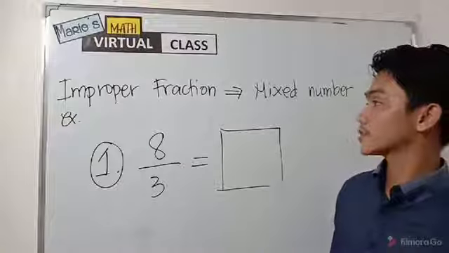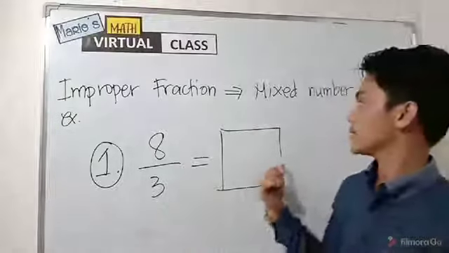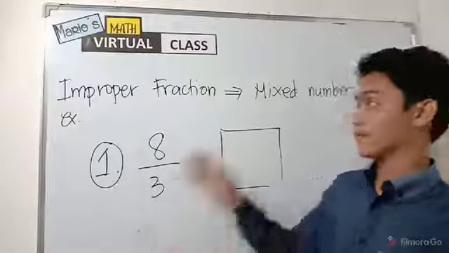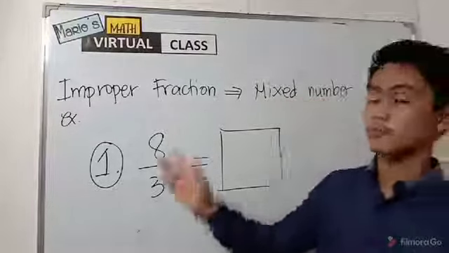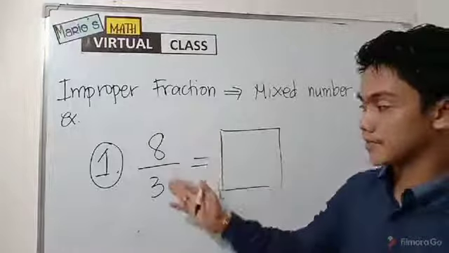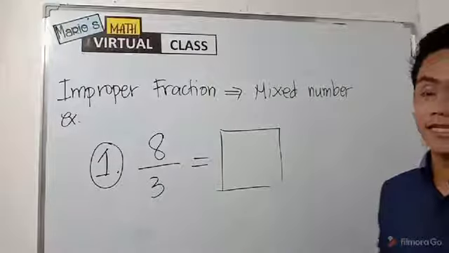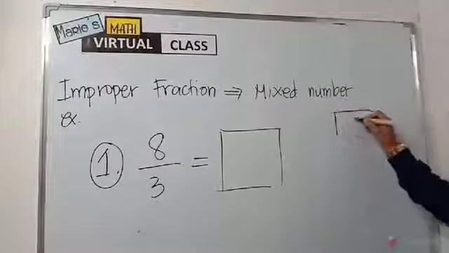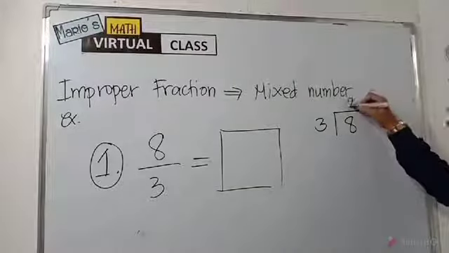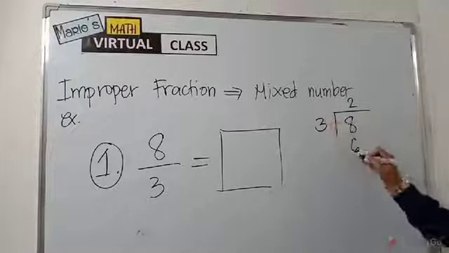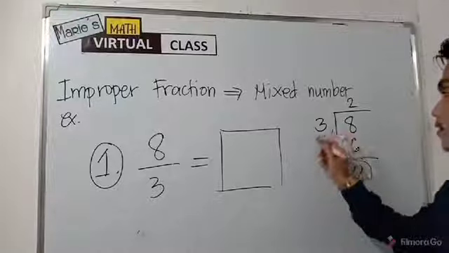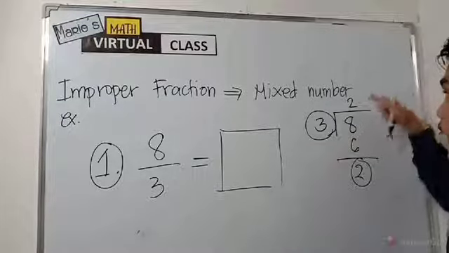For you to change improper fraction to its equivalent mixed number, all you have to do is to reverse the procedure that we have in transforming mixed number to improper fraction. Or in other words, you may just divide 8 by 3 with the typical way of dividing numbers. It's like this, 8 divided by 3. So 8 divided by 3, you have 2 times 3, 6. 8 minus 6, 2. So you have a remainder of 2, and you have a divisor of 3, and you have a quotient of 2.